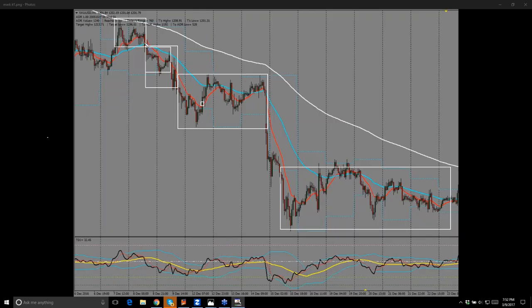So this is how I look at it. Move down, close above 13. Move down, close above 13. Close above 13. Same thing.